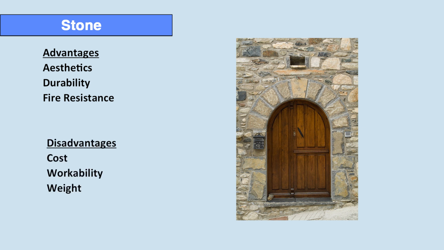Now, what are the disadvantages associated with stone door frames? First one is cost. Stone frames can be expensive both in terms of material and the labor required for installation. Another disadvantage is workability. Stone is difficult to work with and requires skilled craftsmanship for precise cutting and fitting. Next disadvantage is weight. Stone frames are heavy, which can impact the structural design and require additional consideration during construction.